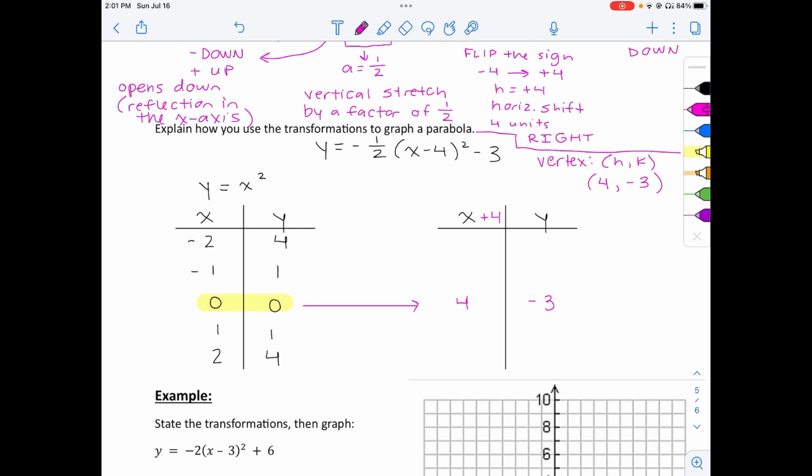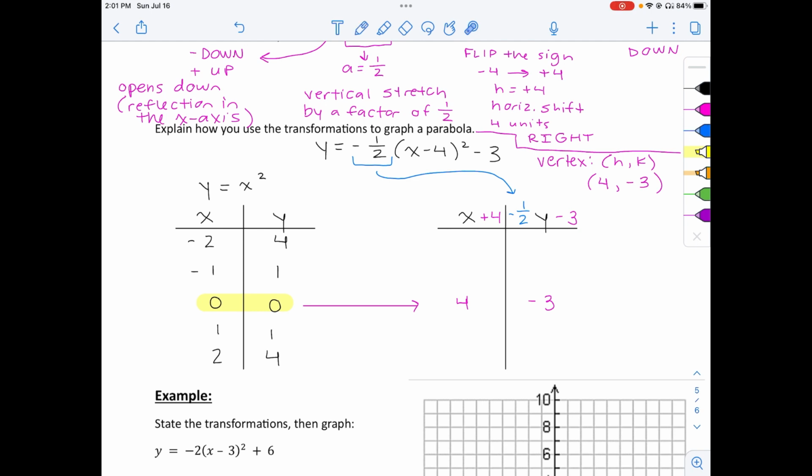And I'm doing the same thing with my y value. How did I get from 0 to negative 3? What did I add or subtract? And I would have had to subtract 3. And the last thing to remember here is that you're going to look at your equation and take your a value, which is negative 1/2, and you're going to put that in front here. Negative 1/2 times y, subtract 3 is how we are going to transform the y values.